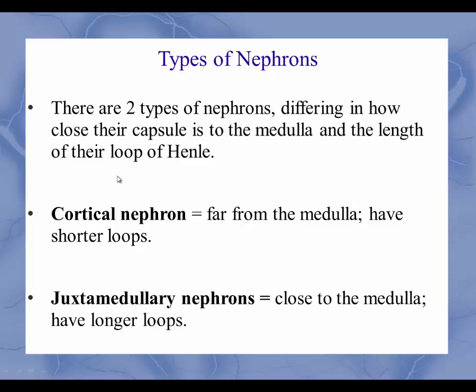Now there are two different types of nephrons depending on how close they are to the medulla and how long their loop of Henle is. The first one, the cortical nephron, is found mostly in the cortex. That's why it's called cortical. It's fairly far from the medulla, and these have shorter loops of Henle. And of course, the opposite of that would be the juxtamedullary nephron. These are very close to the medulla and have very long loops of Henle.